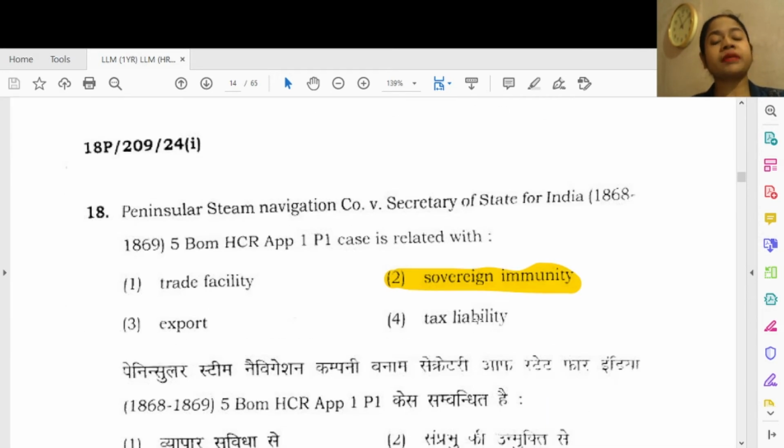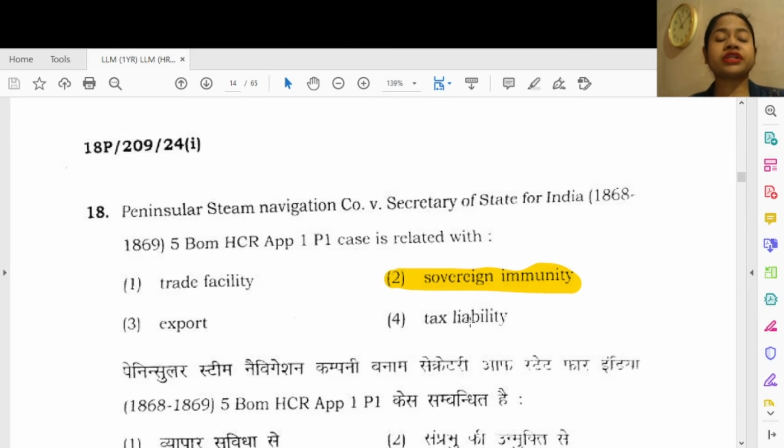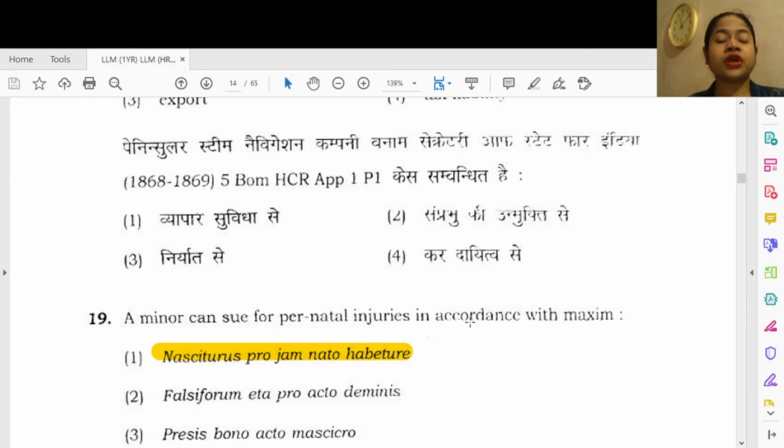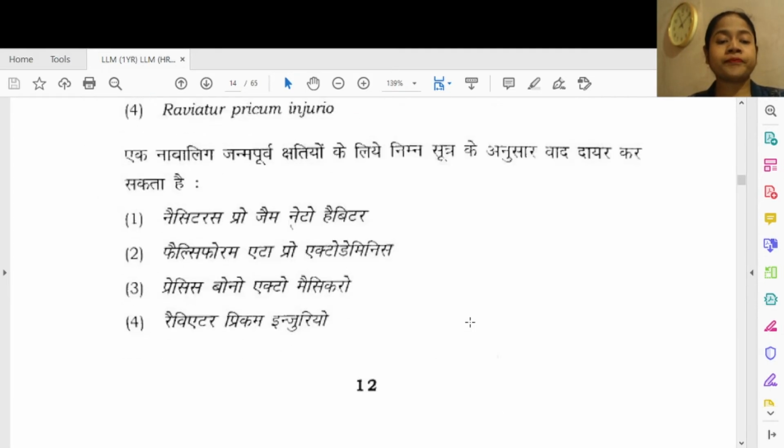Okay, so question number 18 is actually shifted to this page. Peninsular Steam Navigation Company versus Secretary of State for India is related with option number 2, sovereign immunity. Question number 19. A minor can sue for prenatal injuries in accordance with the maxim, this is option number 1. The maxim is nasciturus pro jam nato habetur.